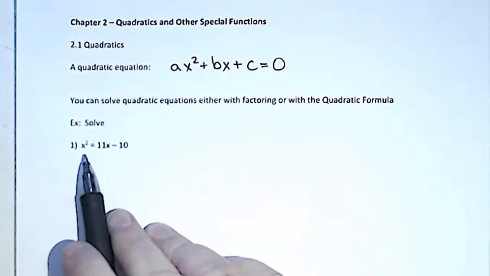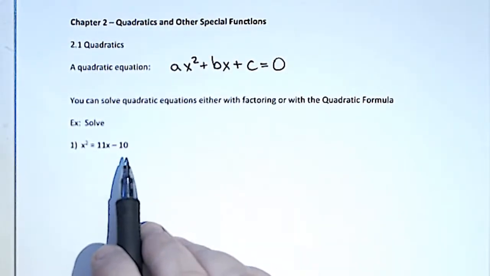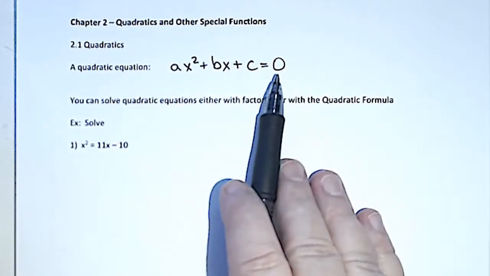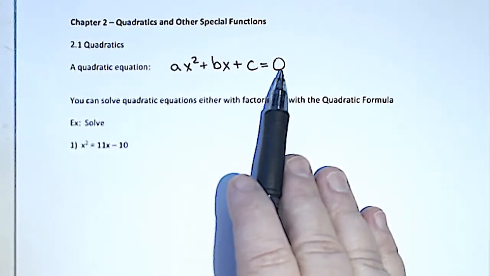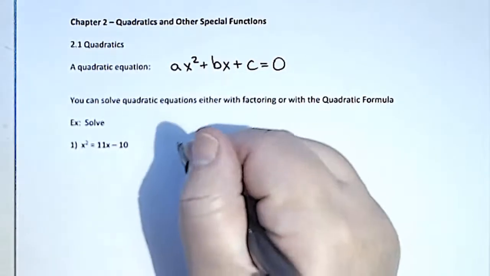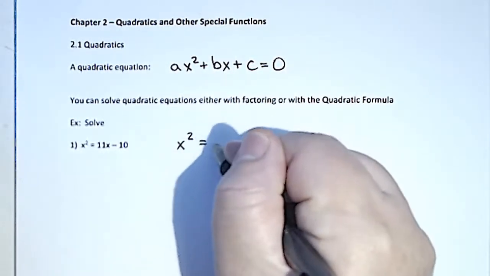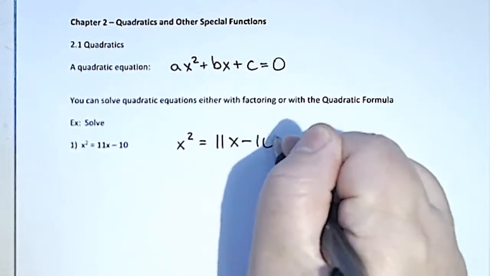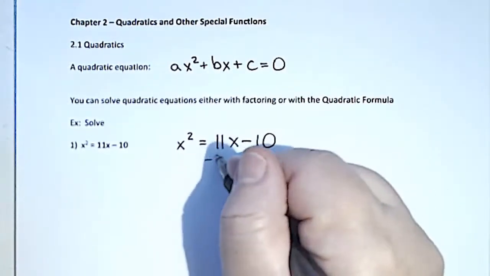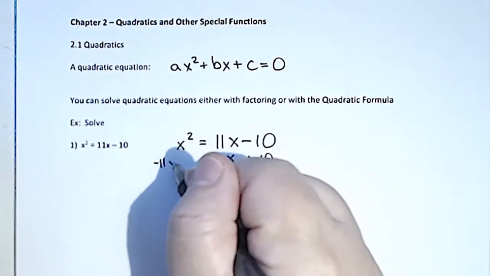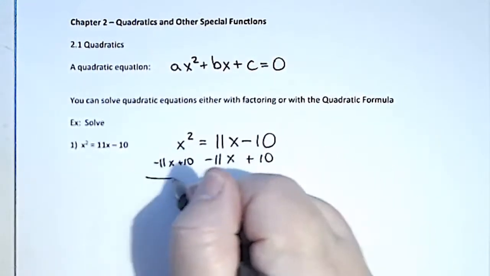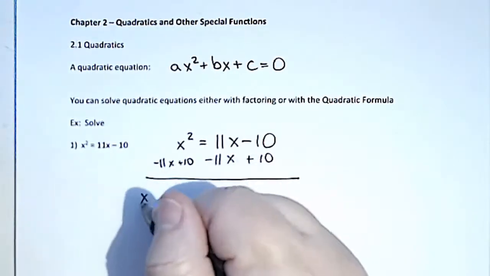This says x squared equals 11x minus 10. First thing to remember is that, as a reminder, you need to set the quadratic expression equal to 0. So everything basically has to be on the same side. So I've got x squared equals 11x minus 10. First thing I'm going to do is move 11x and 10. Now, I'm saving space by doing it all at once. I don't know if you've seen me do this before.